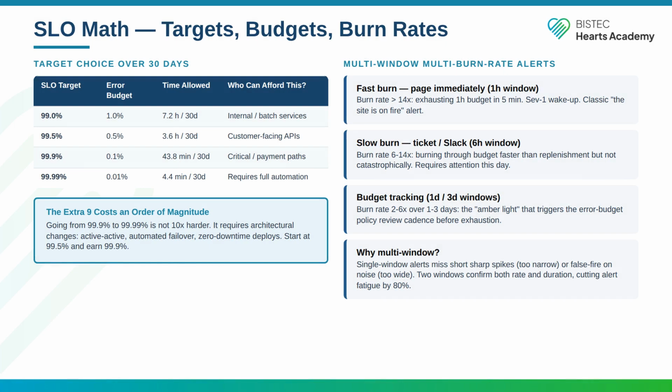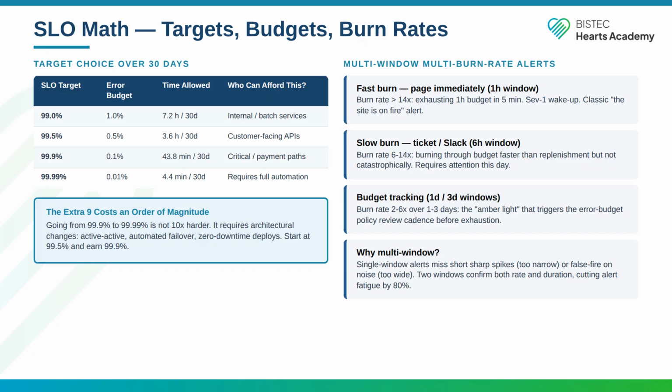Once you've chosen your SLI, you need to set the target. This is where most teams make the same mistake. They pick 99.9 because it sounds reliable. A 99.9% target on a 30-day window gives you 43 minutes of error budget per month. That's your total allowance for planned maintenance, failed deployments, upstream dependency failures, and actual outages, combined. A single bad release that takes 20 minutes to roll back consumes nearly half your monthly budget.